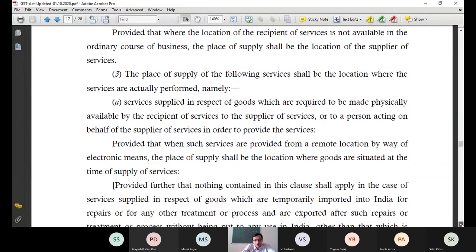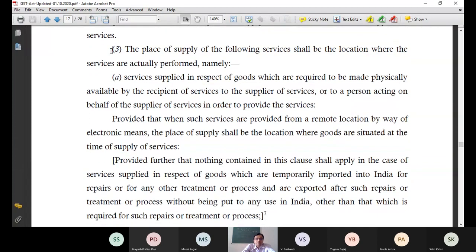This is what I am supposed to do now. So this is my first specific service. First read the act and then I will simplify the points. The place of supply of the following services shall be the location where the services are actually performed. So the heading doesn't tell you the name of the service. It simply says that for those services which are written in section 13 subsection 3, the place of supply is not the supplier's location, not the recipient's location, but the place where the services are actually performed.